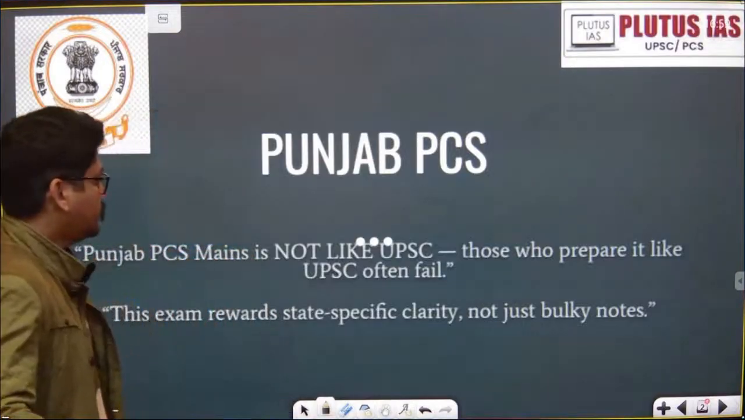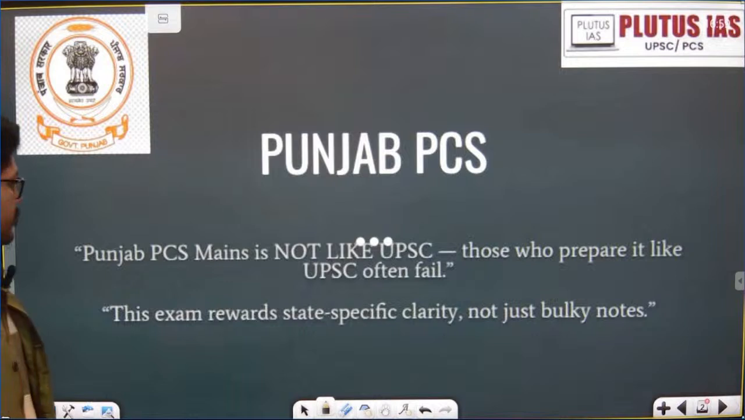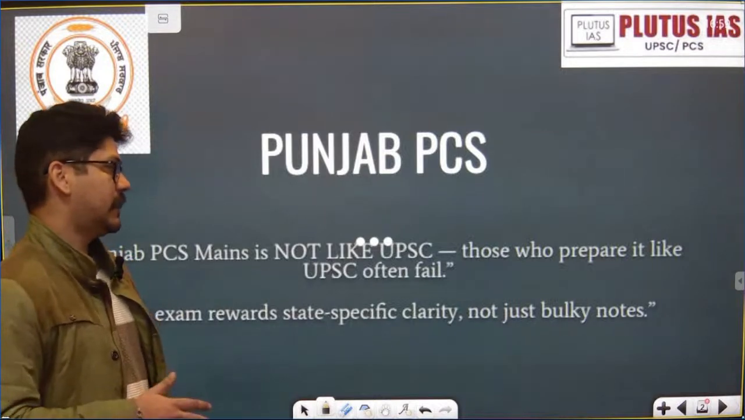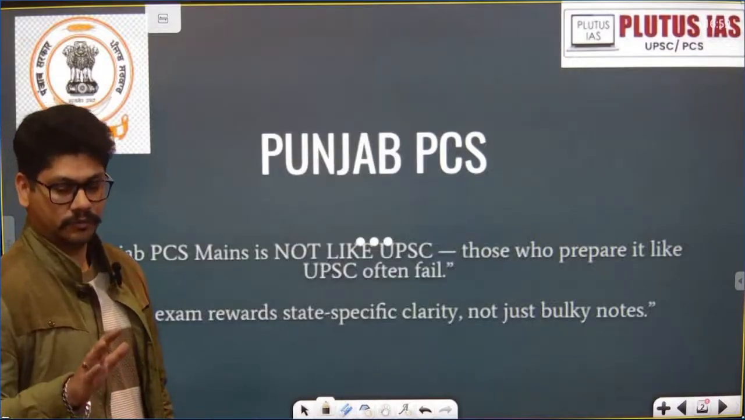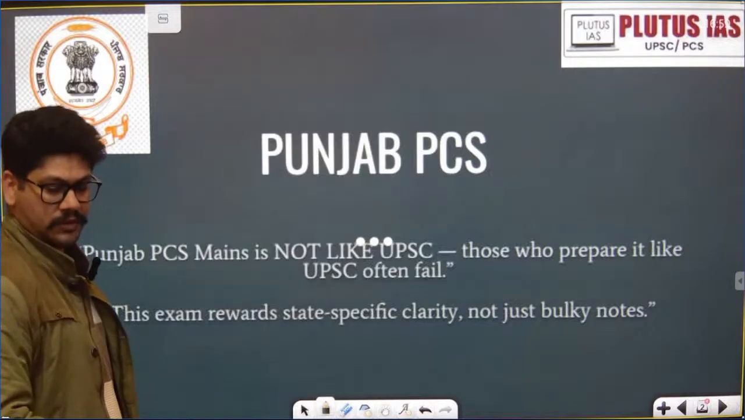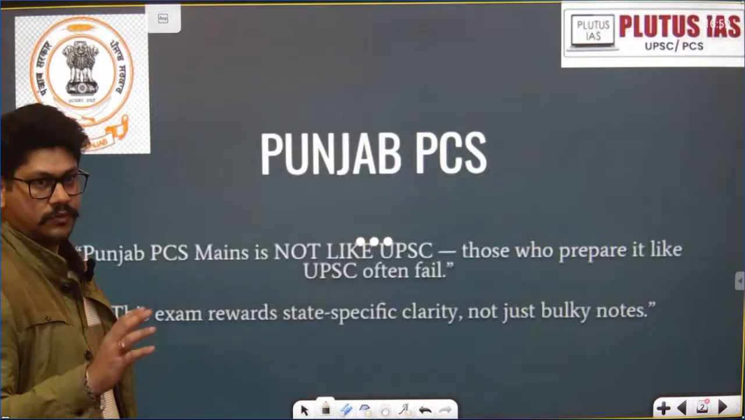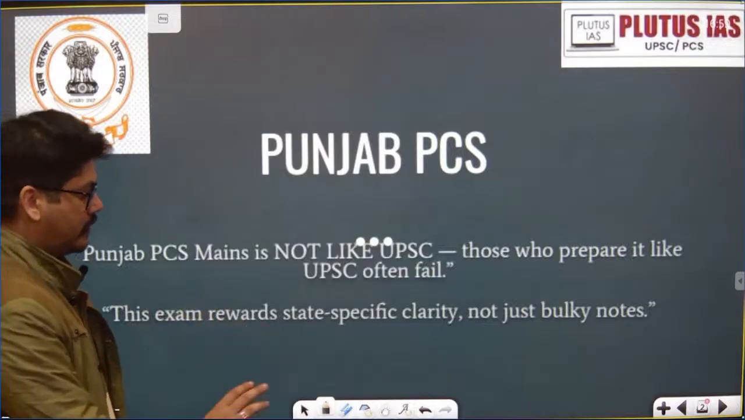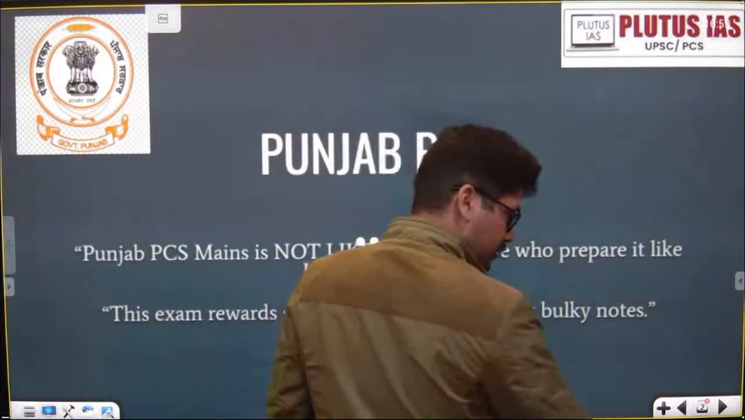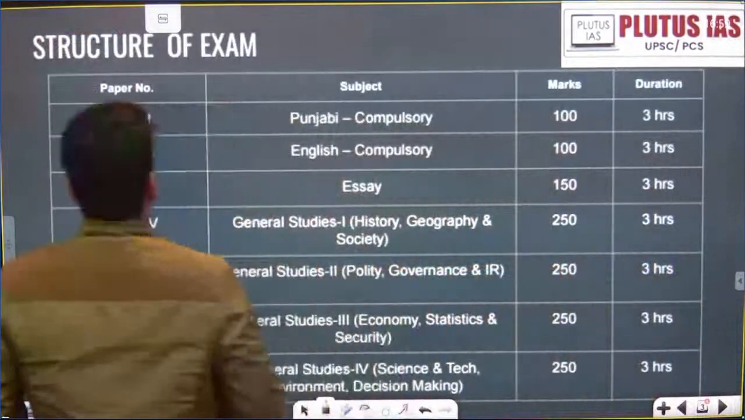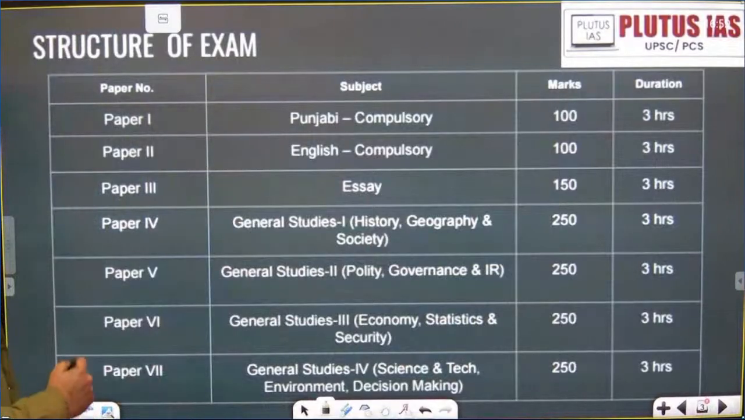So, the biggest mistake students make is to consider this exam similar to the UPSC exam. You must not do that. This exam rewards students who give answers with state-specific clarity, and not just with bulky notes. So now we'll discuss the structure of this exam.